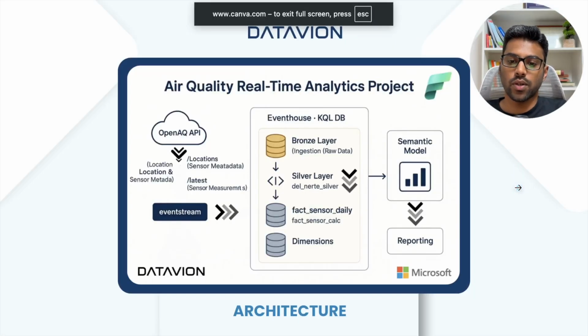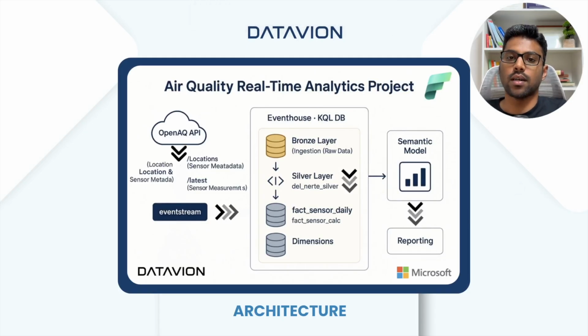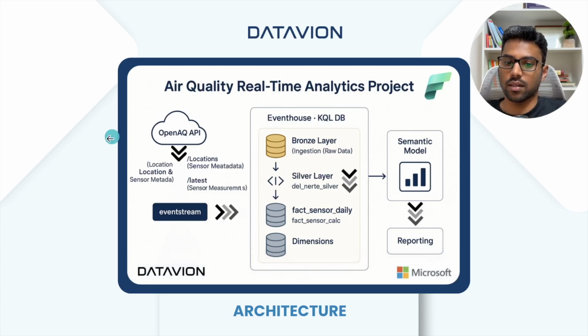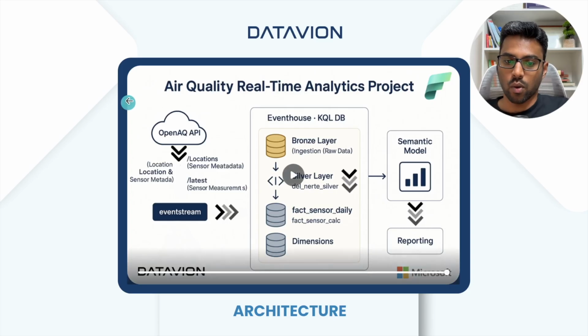Okay, so in this video I'm going to quickly take you through the architecture diagram for our air quality real-time analytics solution. Let us quickly run through the data flow so that you can get to know how data flows from the API into different medallion layers, and then into the semantic model, and then how we are building the reports as well. Okay, so as I mentioned, our data source is going to be the OpenAQ APIs. It is the Open Air Quality API.